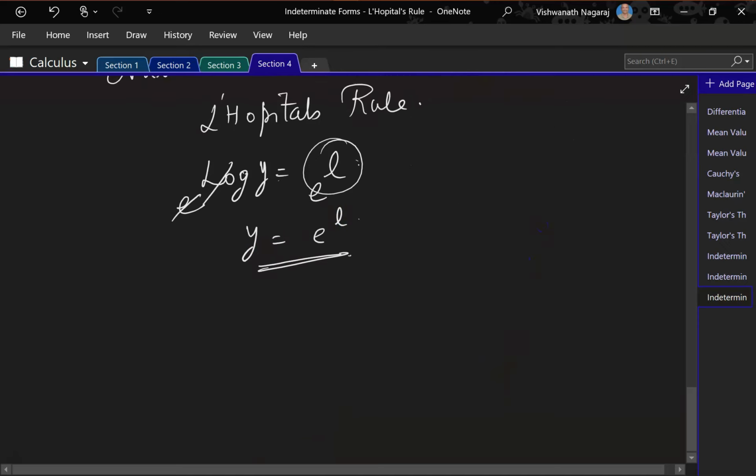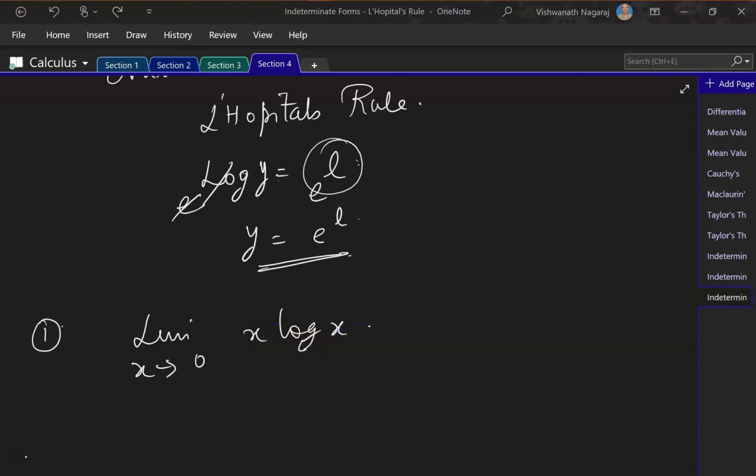Now, let's actually solve some problems to understand how the whole thing works. Limit as x approaches 0 of x log x. Now here, if we take the limit directly, it becomes 0. Log of x is actually minus infinity. So I'll just say infinity.